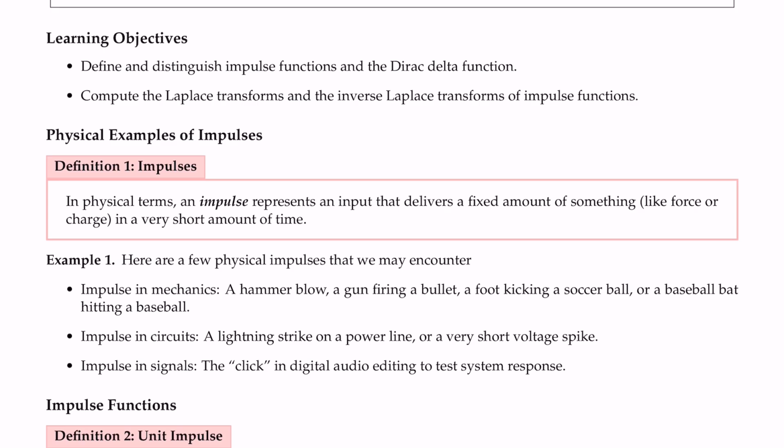Impulse in mechanics, right? When you strike a hammer on something, on metal, on wood, it creates a deafening sound if you are close enough. That's an impulse. When you fire a gun, that's an impulse. The sound that you hear, that's an impulse. When you kick a soccer ball, you hear a boom. That's an impulse. When you watch a baseball game and a hitter hits a baseball, the sound created by the connection between the bat and the baseball creates an impulse. That's the sound that you hear.